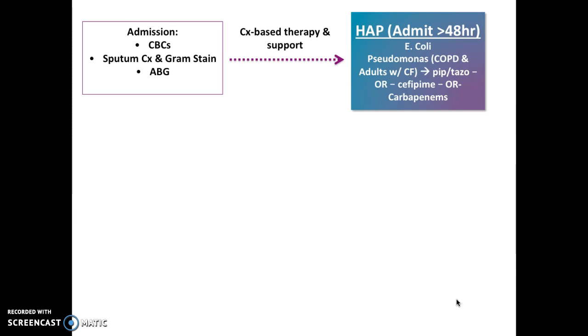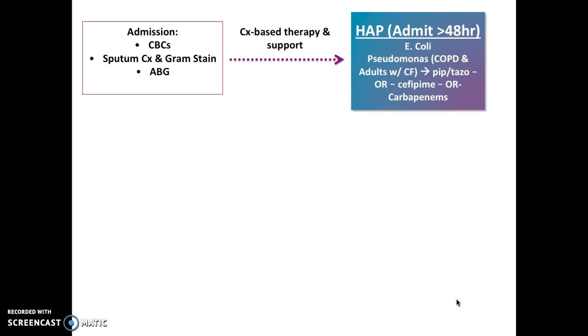However, if they're in the hospital for longer than 48 hours, you might want to look out for hospital-acquired pneumonia. This is typically associated with E. coli or Pseudomonas. And Pseudomonas is particularly prevalent in patients who have COPD and adults with cystic fibrosis. So even if the patient's coming to you as an outpatient and they have COPD or cystic fibrosis, they might have Pseudomonas. So these patients, you do not give azithromycin and clarithromycin. You give piptazo or cefepime or some sort of carbapenem like imipenem, but those are starting to get kind of exotic.